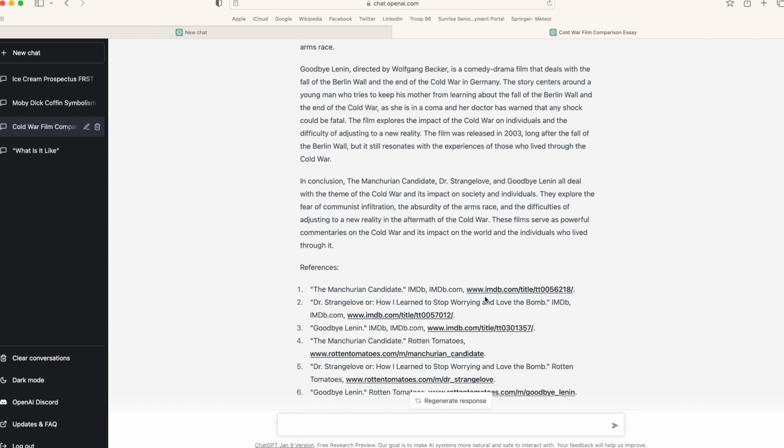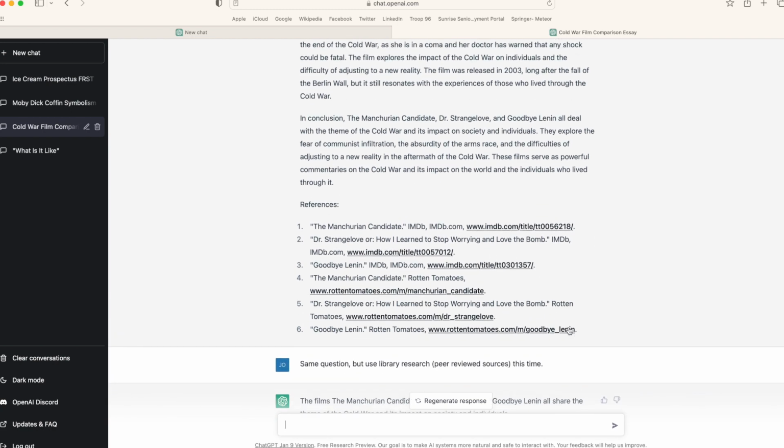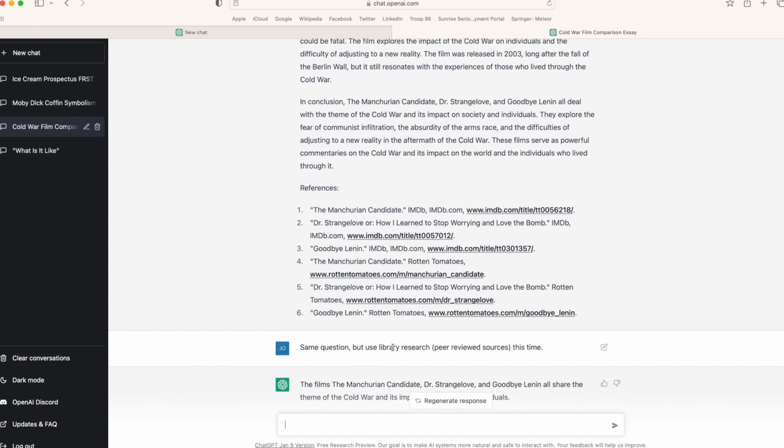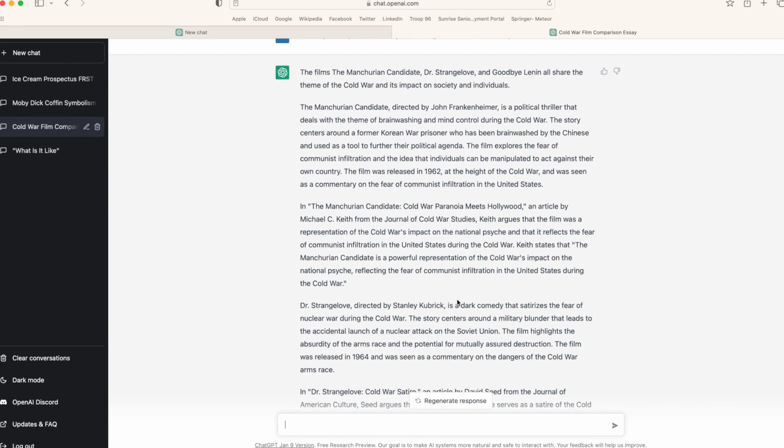These would not be what I would consider appropriate sources for a research essay in just about any class at our university, or at least by themselves. We would expect to see some peer-reviewed research. So the second thing I gave it was, I said, same question, but use library research, and I was trying to think of the language my students might use, and I put it in parentheses: peer-reviewed sources. And it does that in this version.